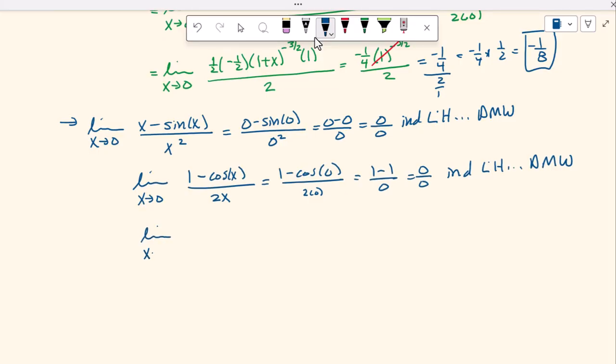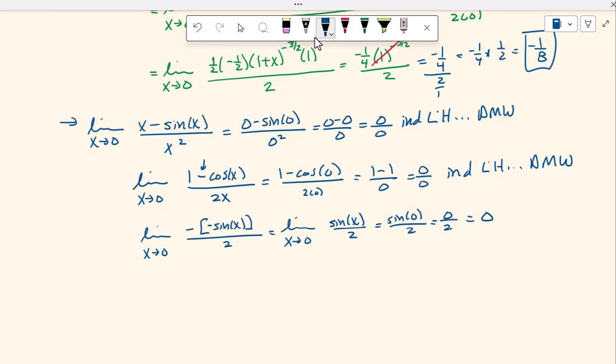So here I'll have the limit as x approaches 0. I'm going to take my derivative again. The derivative of 1 is 0. The derivative of negative cosine is, the negative is already here, so it is negative sine. And the derivative of 2x is 2. So this is just the limit as x approaches 0 of sine of x over 2, which is sine of 0 over 2. Sine of 0 is 0. So we get 0 here.